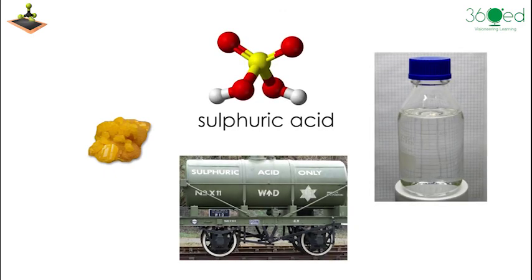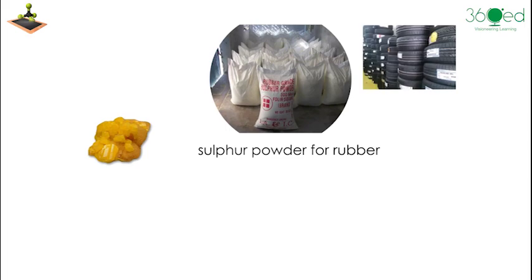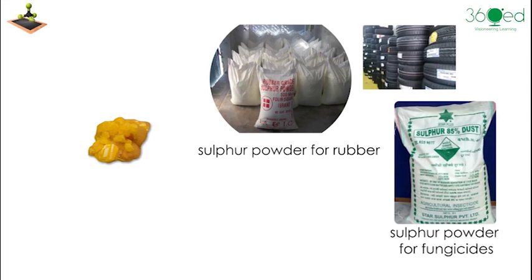Sulfur is mainly used in the manufacture of sulfuric acid. Moreover, it is also used in synthetic rubber vulcanization, agriculture pesticides, and gunpowder.